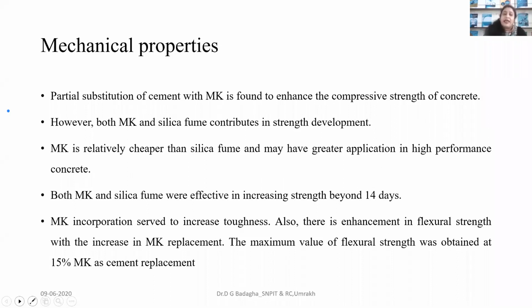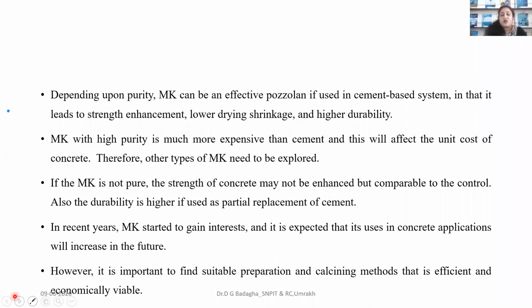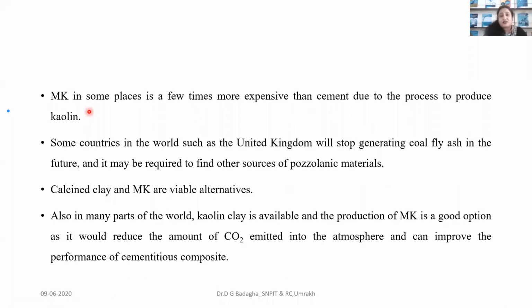Then if we talk about the economic point of view, yes, economically the values are viable, or the values are different at different places as per the requirement. In some places metakaolin is a few times more expensive than cement, but in a few it is cheaper. In many parts of the world kaolin clay is available, and production of metakaolin is greater, as it would reduce the amount of CO2 emission. So it is advantageous to use in concrete manufacturing.